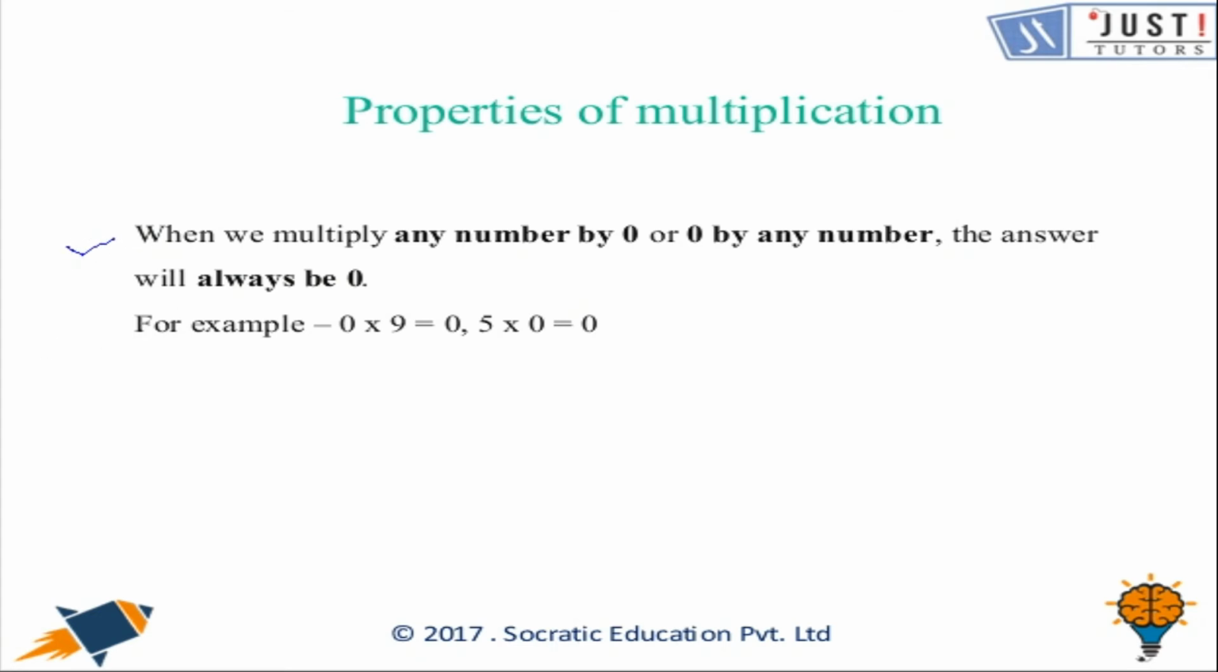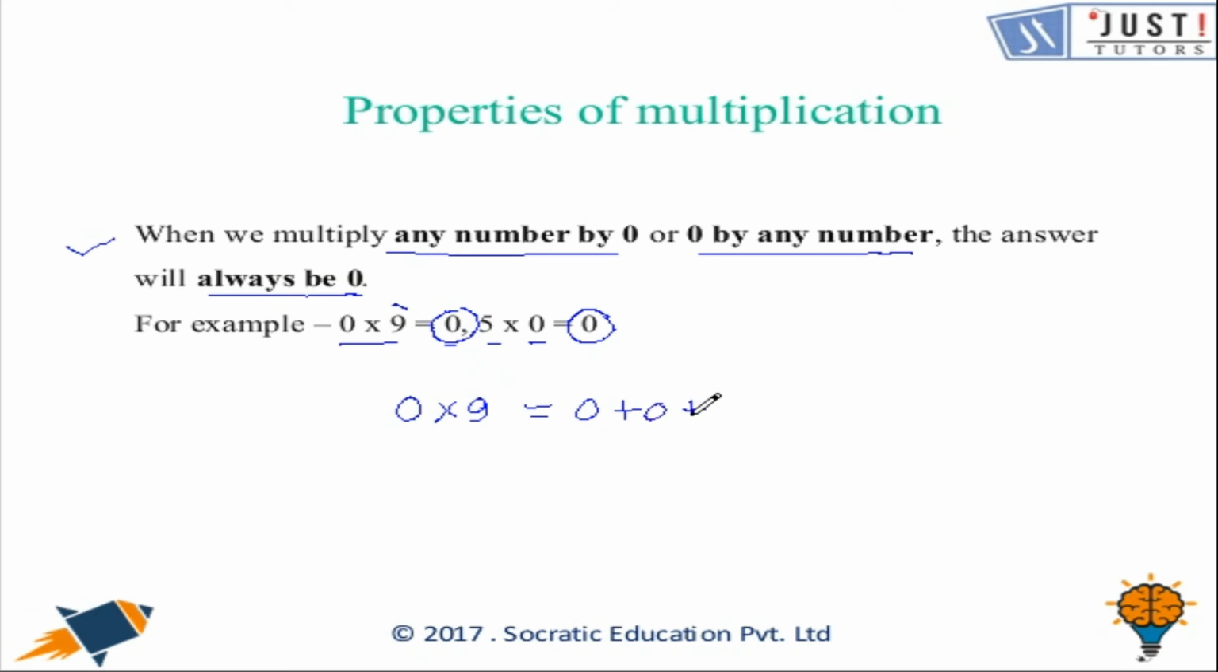Another very important property is when we multiply any number by 0 or 0 by any number, the answer will always be 0. So 0 times 9 is 0, or 5 times 0 is 0. Why is that? Do you wonder? Well, 0 times 9 means 9 lots of 0. It's like adding 0 9 times. So that will give you the answer as 0.